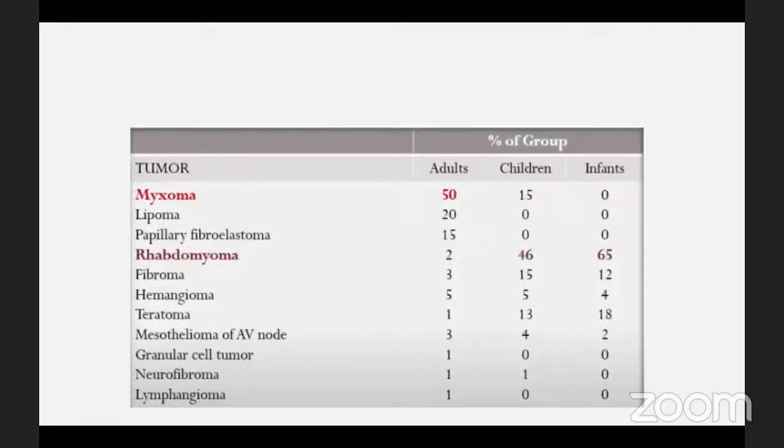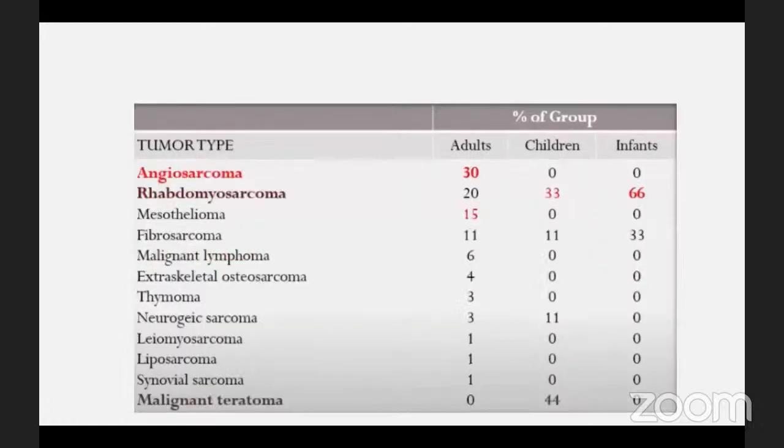These are the benign tumors. The most common primary benign tumor in the adult is the myxoma, followed by the lipoma, and in the pediatric it is the rhabdomyoma. In case of the malignant tumors, we have the sarcoma, and the most common type of the sarcoma is the angiosarcoma, followed by the rhabdomyosarcoma.